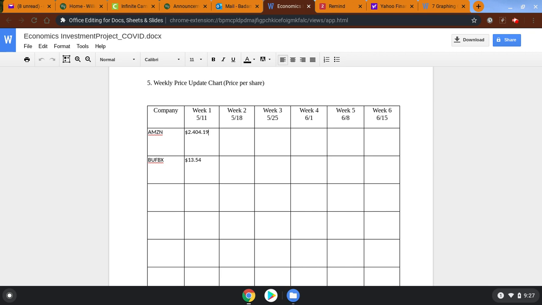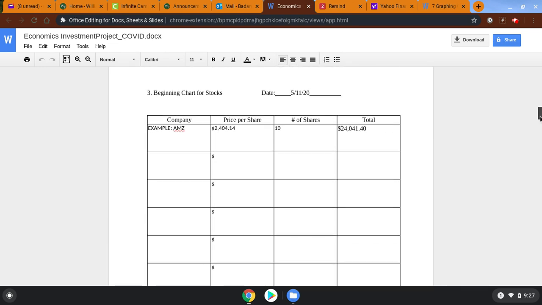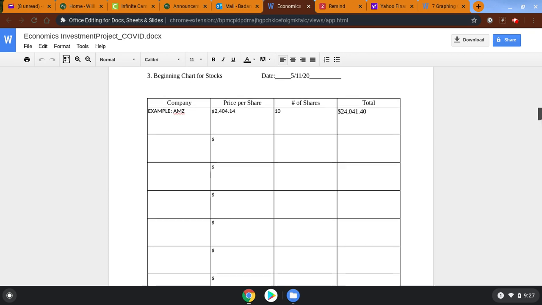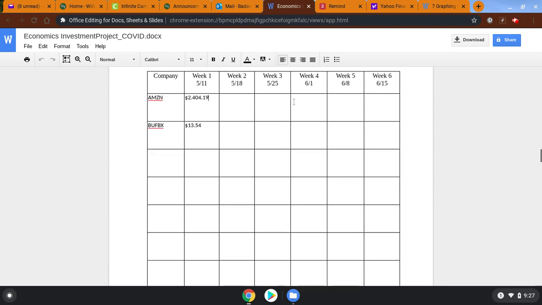Okay, so anyway, so today the easy thing to fill out this is just copy in all your company's names. Go to your price per share, right? Go up here to where you have your price per share, whatever you entered in this column. You're just going to cut and paste that number and put it back down here under week 1. And that's it for this sheet.